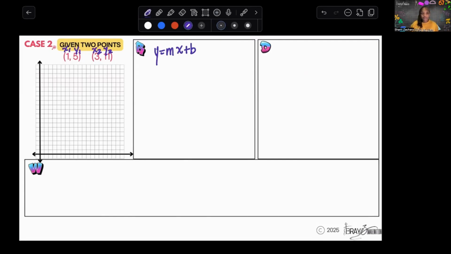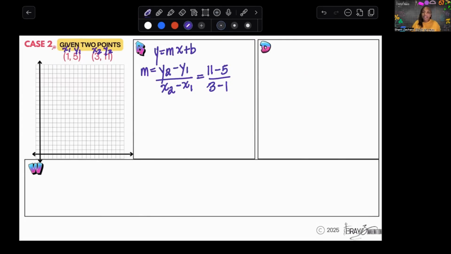I've got to find my slope first. Okay, so my slope formula is m equals y sub 2 minus y sub 1 over x sub 2 minus x sub 1. I am now going to substitute those values into my equation. And so when I do that, I see that I have 11 for y sub 2 minus 5 over 3 minus 1.